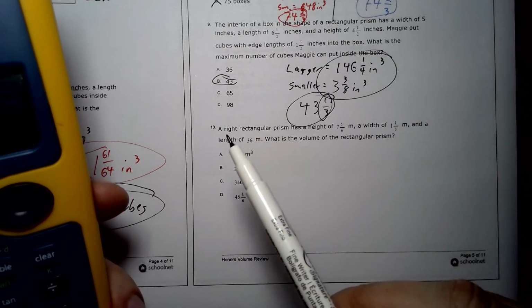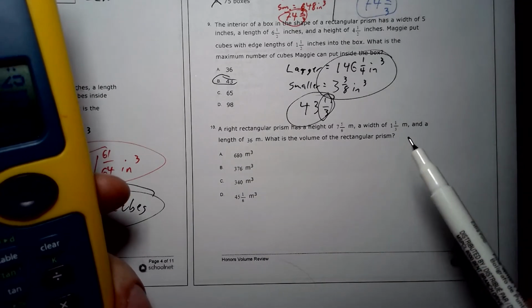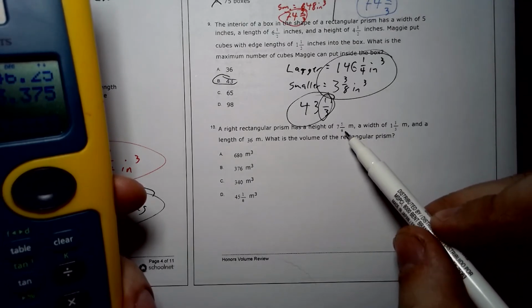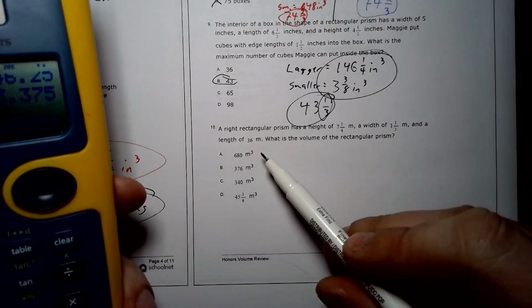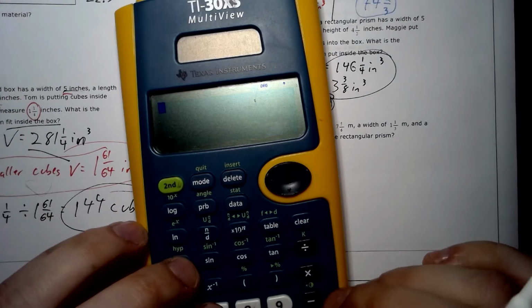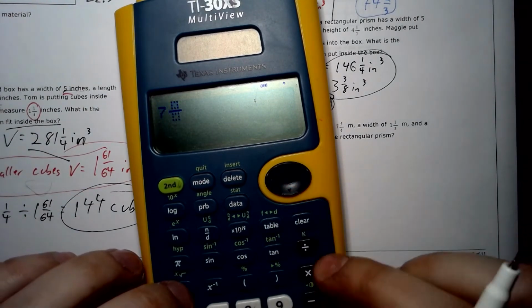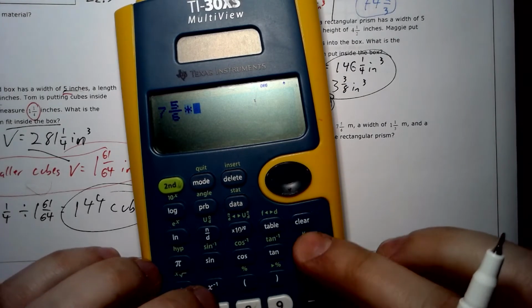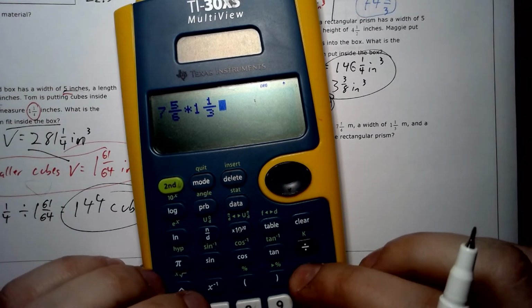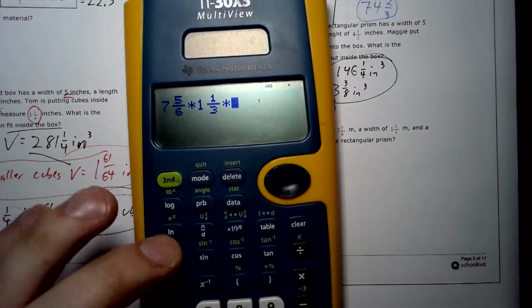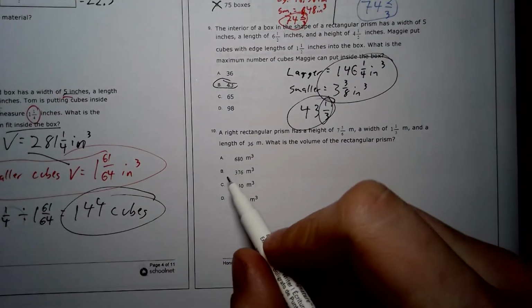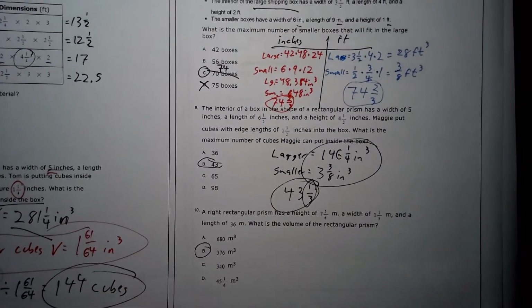For number 10, a simple volume problem. They're just asking what is the volume of a prism that has dimensions of 7 5/6, 1 1/3, and 36, all measured in meters. So for this, we have 7 5/6 times 1 1/3 times 36. And that gives me an answer of 376. More than halfway there.